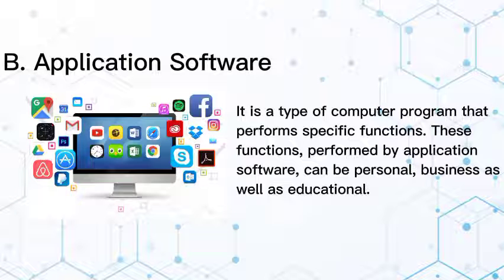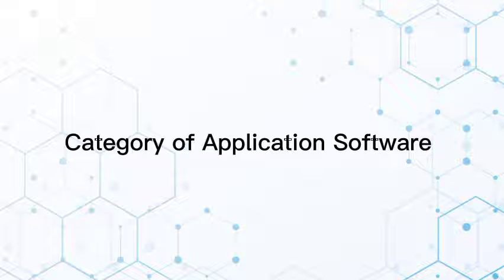Application software. It is a type of computer program that performs a specific function. These functions performed by application software can be personal, business, as well as education. The categories of application software.